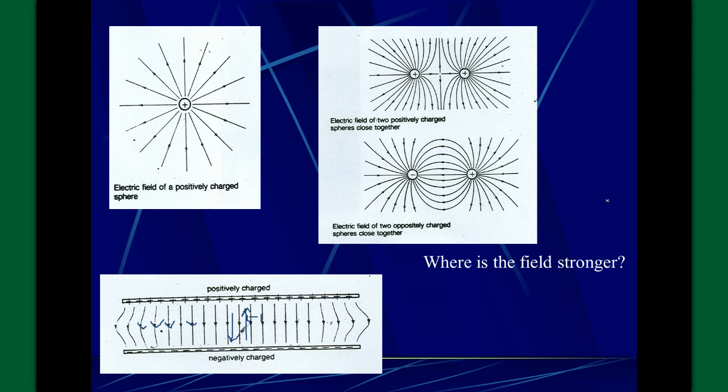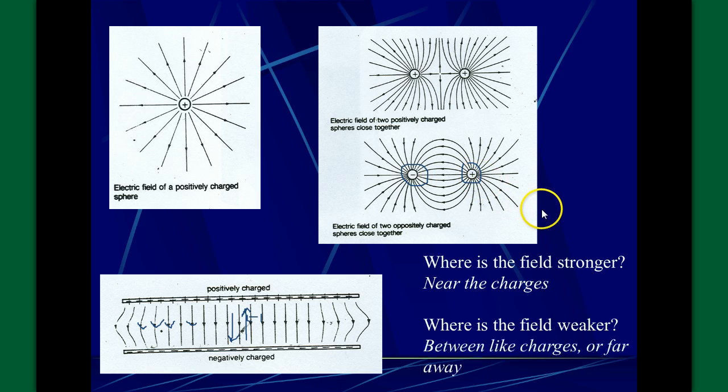And the answer is the field is stronger closer to the charges, because remember, again, the closer the lines are, the stronger the field is. Where's the field weaker? Farther away from the charges. And also you can say between the two charges is a weak field because the lines are pretty far apart right there. You put a charge right here. If it's exactly right in the middle, it actually may not do anything at all.